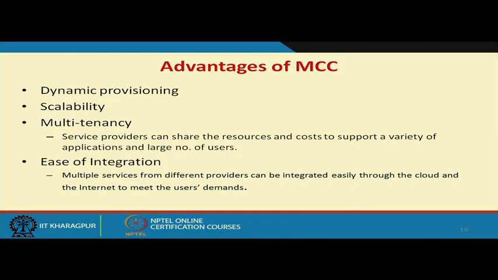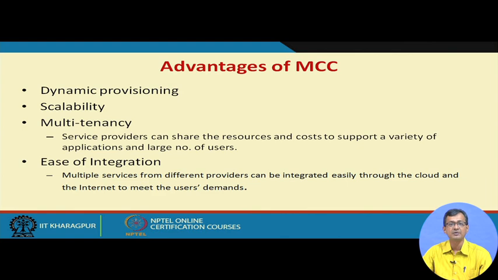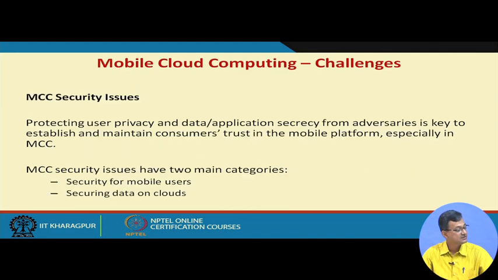So, there are other advantages like dynamic provisioning. I can dynamically provision things. Scalability: whatever is provided by the cloud, that is infinite scalability. Multi-tenancy: the service provider can share the resources and costs to support a variety of applications and a large number of users, as there is a property of the cloud of being multi-tenant. Ease of integration: multiple services from different providers can be integrated easily through the cloud and the internet to meet the users' demand, right. So, I can have standardization in one place, I can connect different devices and types of things through the cloud, and I can have integration of the things.